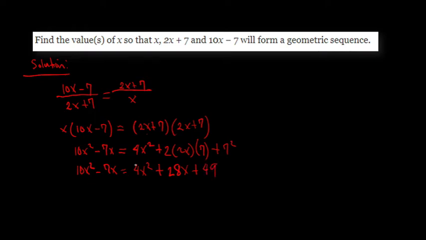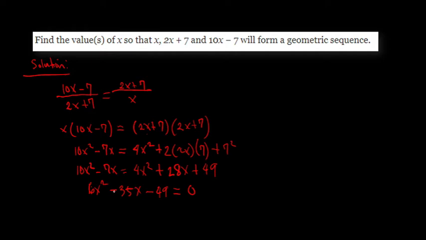Then, let's transpose this term to the other side. So, we have, diretso na lang natin, 10x squared minus 4x squared, that is 6x squared. Then, itong term na to, i-transpose natin sa kabila. So, negative 7 minus 28 is 35. So, minus 35x. Ito naman, lipat natin sa kabila. Becomes negative 14. And we can equate that into 0.